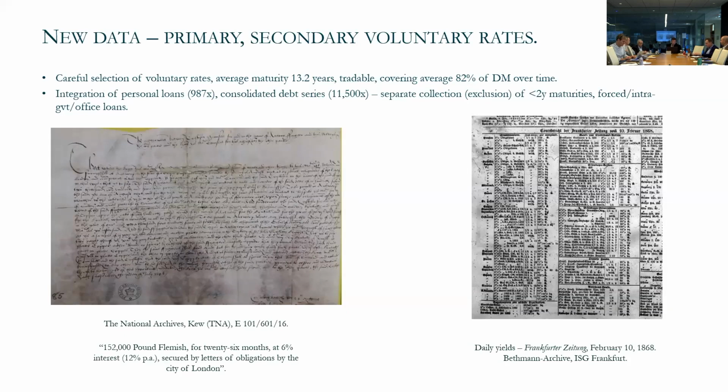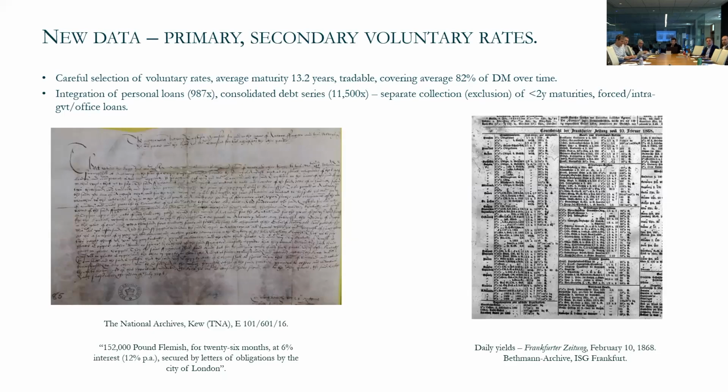Here on the left, you see a contract from the year 1546, where the Fuggers, the largest bank of the 16th century, by far larger than Lehman as a share of GDP in the early 21st century for comparable institutions, lend to the English crown in Amsterdam a sum of £152,000 at a 12% interest rate. It's secured, so they specify the collateral secured by letters of obligation of the city of London, etc. And this document, for instance, is held in the National Archives in Kew in London.